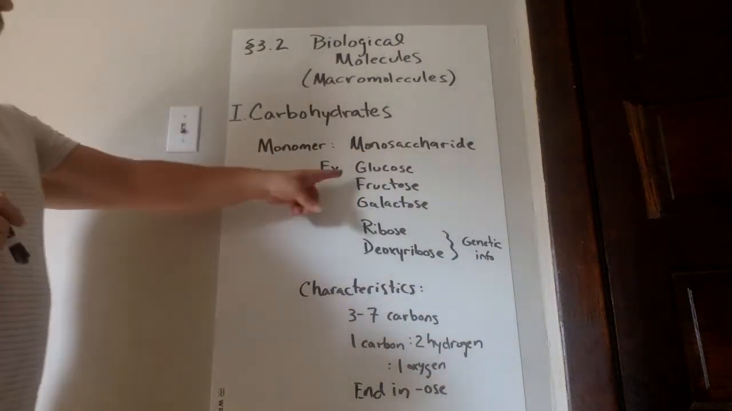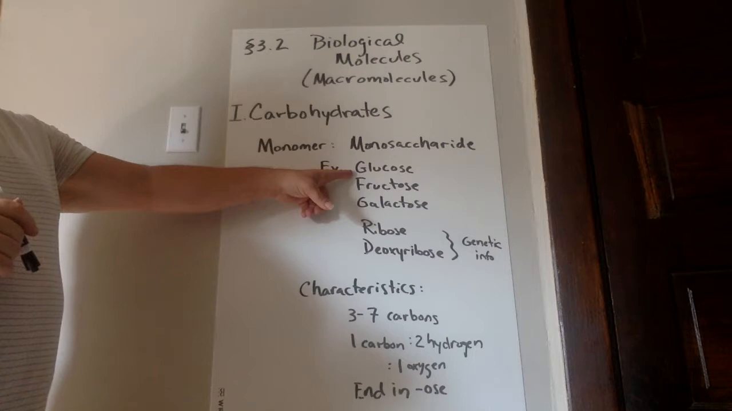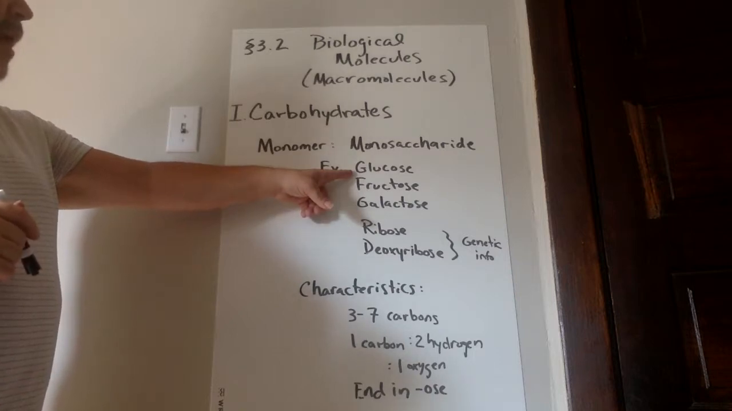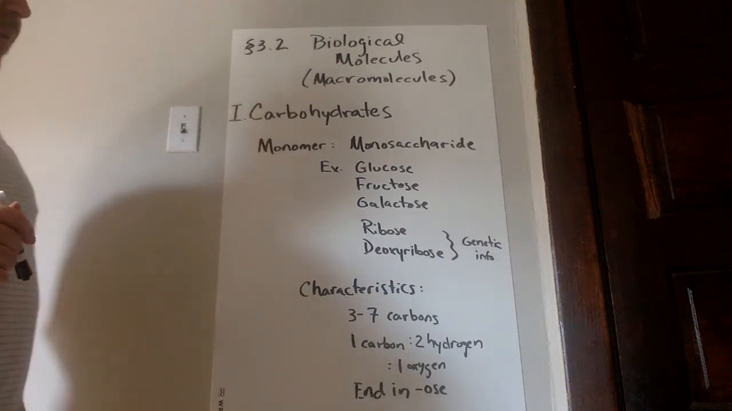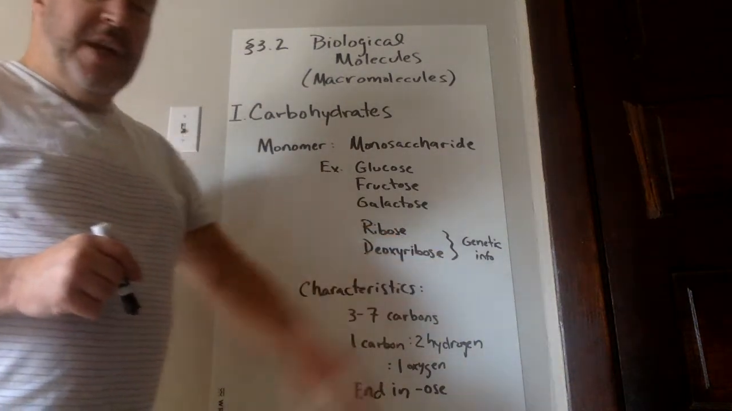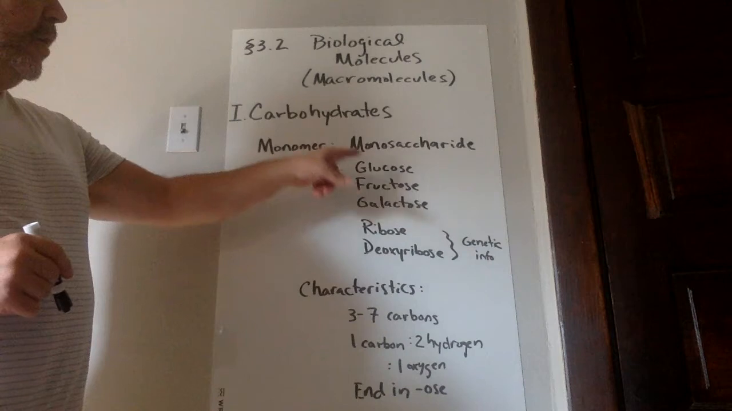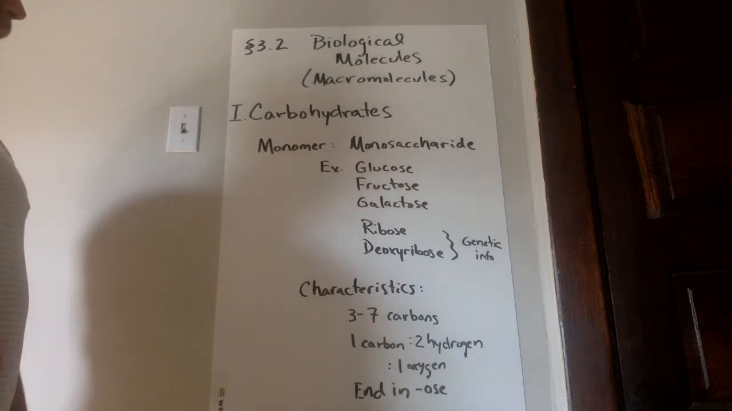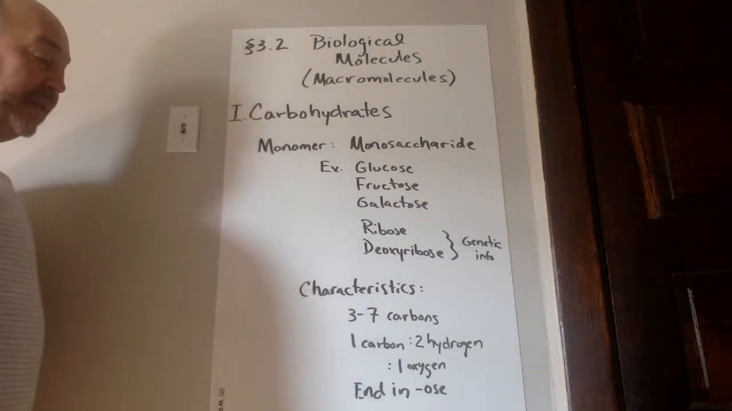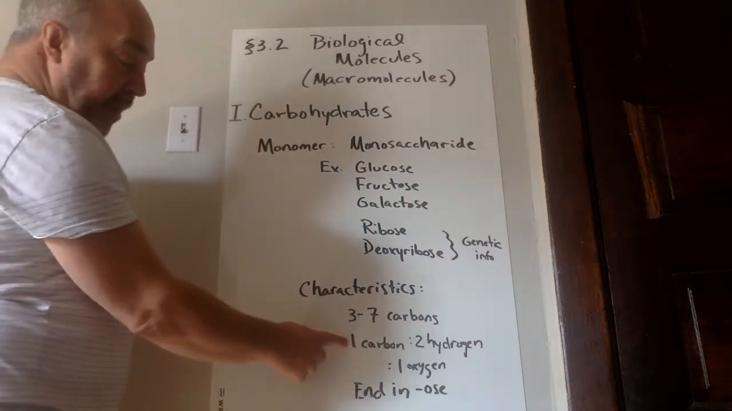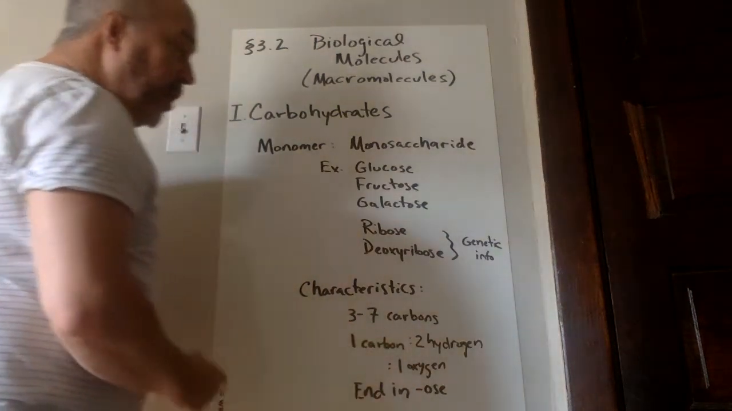So this is what we built in lab. We built a glucose molecule. It is a monomer of carbohydrates. Fructose, galactose, ribose, deoxyribose. These are things we're going to find in our genetic info. These are all types of monosaccharides. In general, monosaccharides will have between 3 and 7 carbons. We mentioned that there'll be a 1 to 2 to 1 ratio.